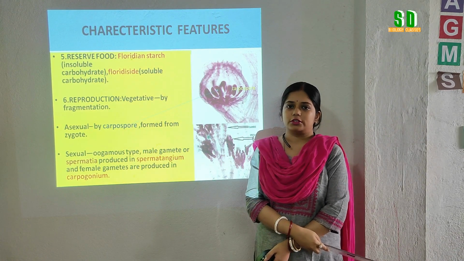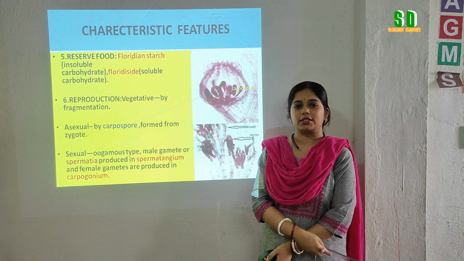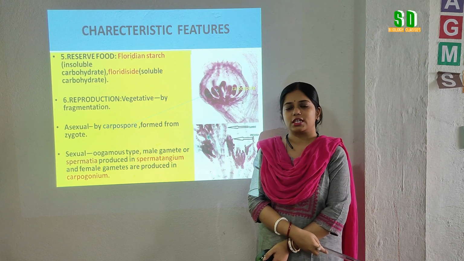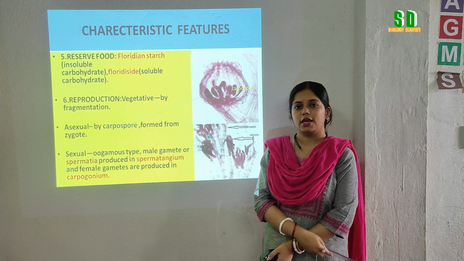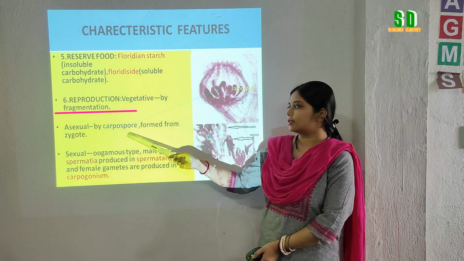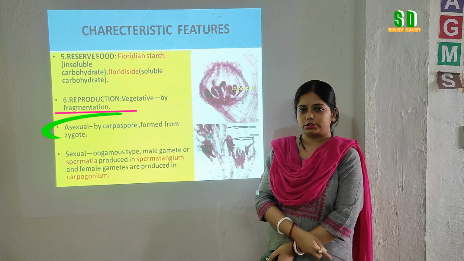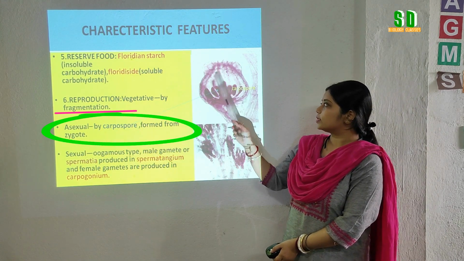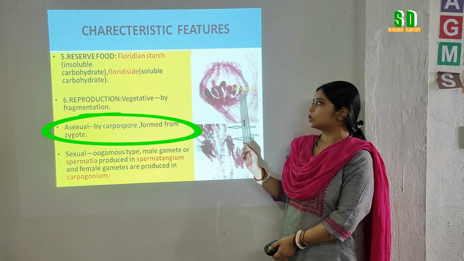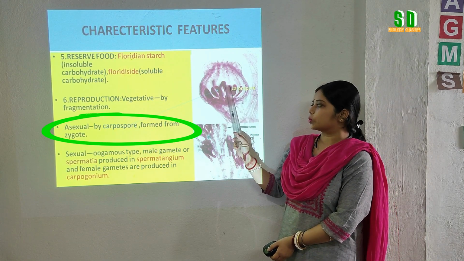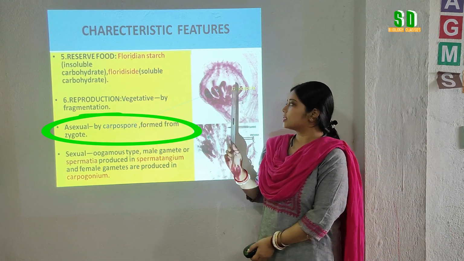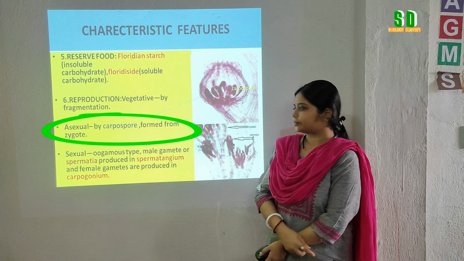Now we will talk about the reproductive structures and the way they reproduce. They can reproduce in three ways: vegetatively, asexually, as well as sexually. The asexual reproduction occurs by carpospores. Carpospores are formed inside a specific cup-shaped structure known as the cystocarp, and these are the carpospores. They are mainly asexual spores. These are formed from the zygote.